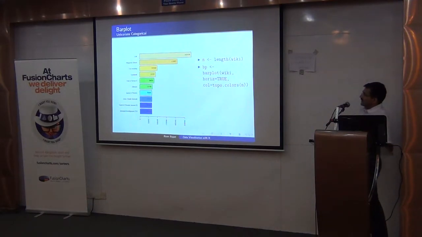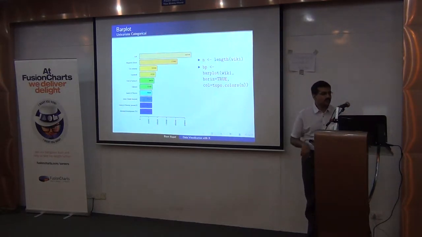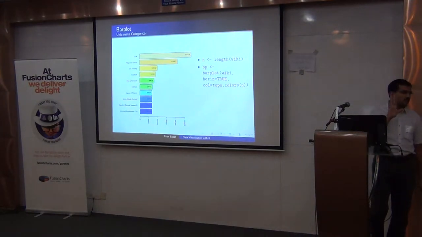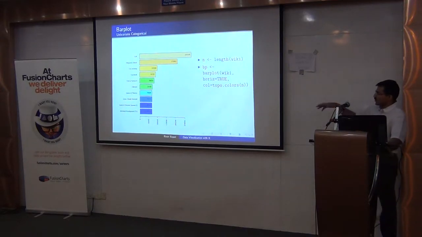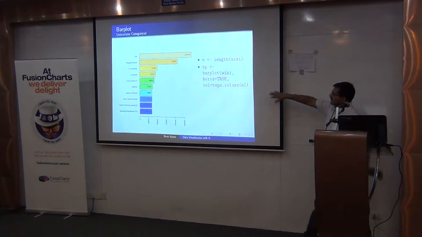Now, Wikidata, as I have in my R, is actually a vector with labels as the names of the pages visited or the topics visited. Okay, so those labels would automatically appear in the bar plot. Again, I have specified that I want it horizontal, otherwise by default it would have been vertical. Then look at this, I added colors.